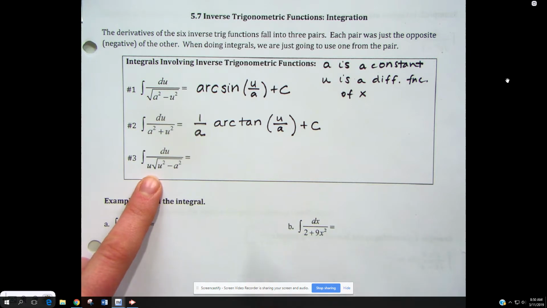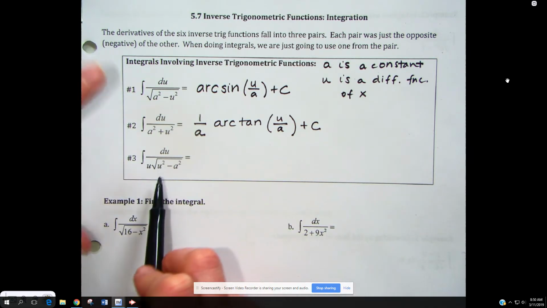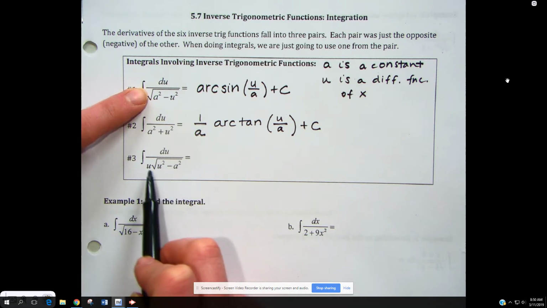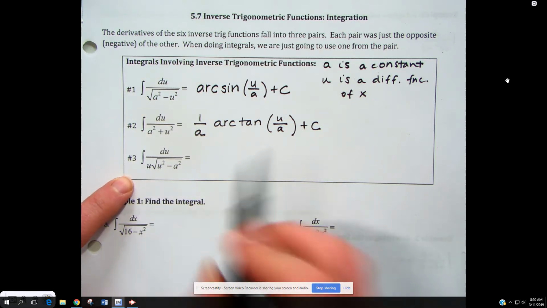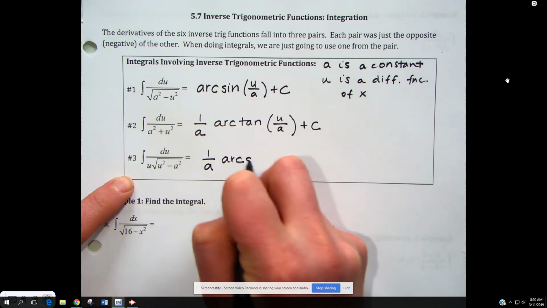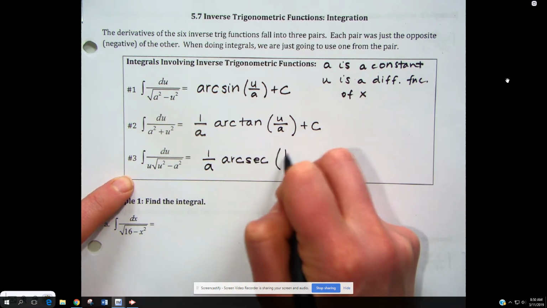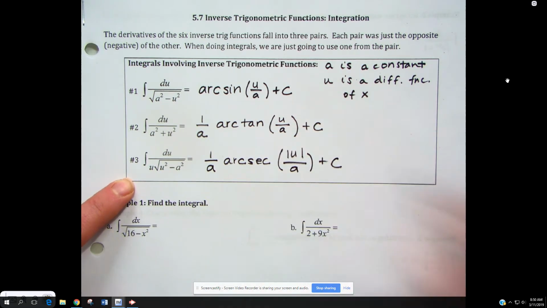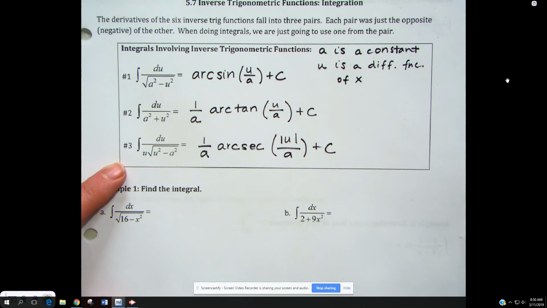And finally, this one looks a little different. Square roots again, but notice the key difference. Now you have the variable squared minus the constant squared, plus you have the extra variable on the outside. So here we want to memorize 1 over a arc secant, and we get the absolute value of u over a. You know, for our chapter in the homework, we're going to use all three.